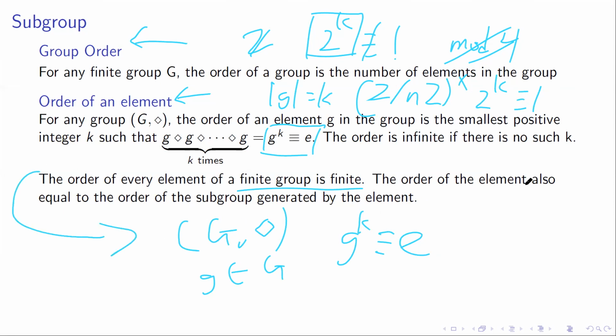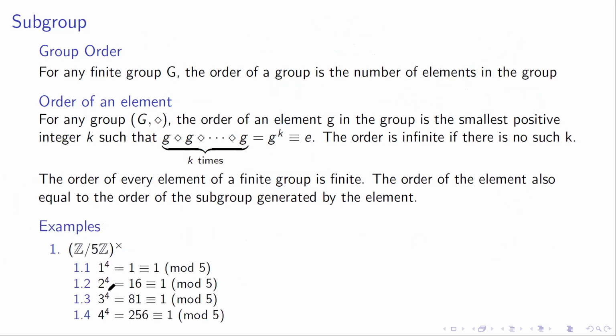And the order of an element also equals the order of the subgroup generated by the element. So let's say I take an element g and the subgroup generated by g, the order of this subgroup is equal to k. Why is this the case? I'll show you later. Okay, some examples first.